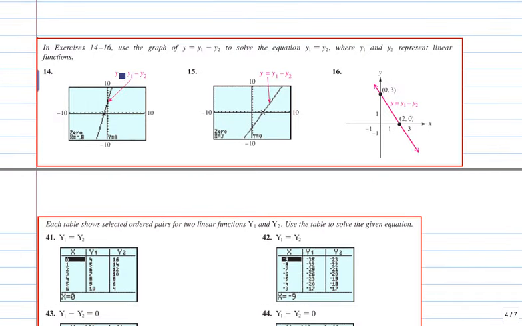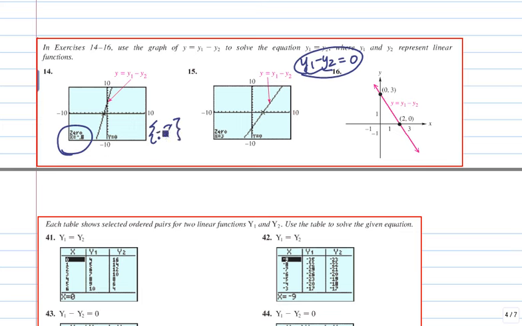For problems 14 through 16, it says use a graph of y equals y1 minus y2 to solve the equation y1 equals y2. So this is just using the zeros, right? y1 minus y2 equals 0. So if we find the 0 of this function, we have the solution for the equation. Well, the work is already done. All you have to do is read it off. The 0 is the solution of the equation.